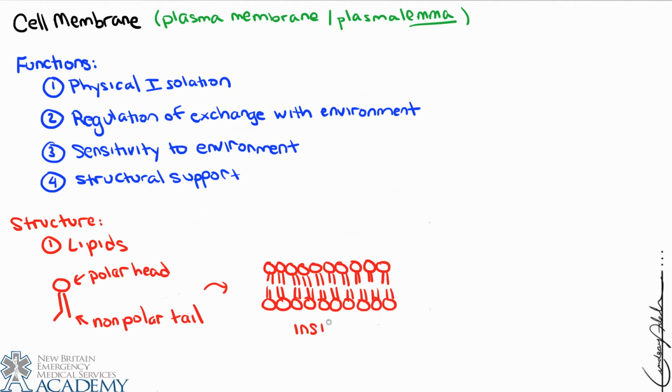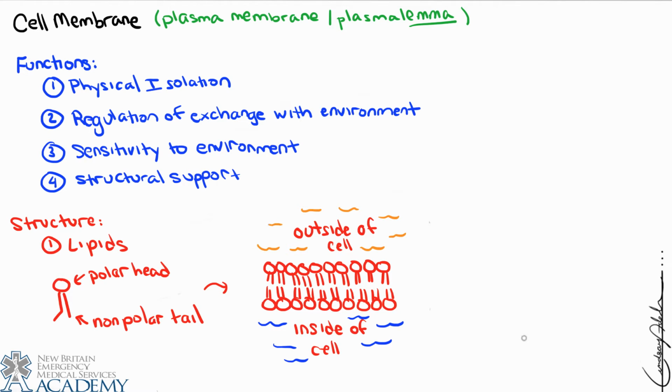As we draw the cell membrane, we'll oftentimes descriptively identify which is the inside of the cell and which is the outside of the cell. Sometimes we'll draw it in a circle, but most often when we're talking about something that's happening at the cell membrane, we'll draw it like this.